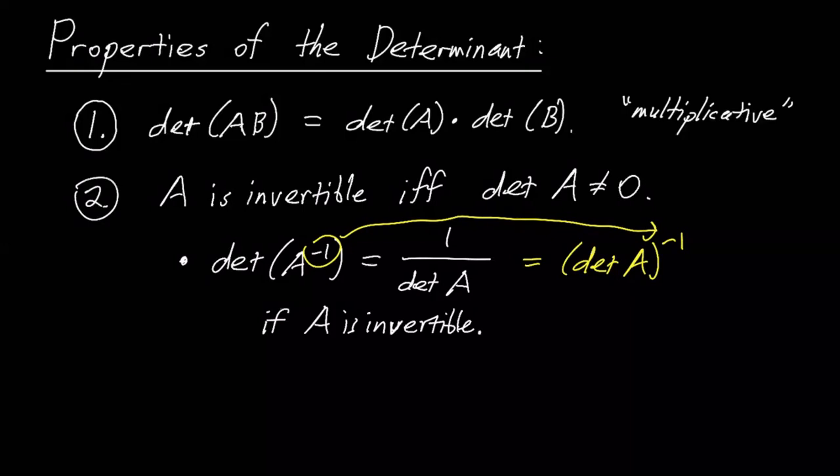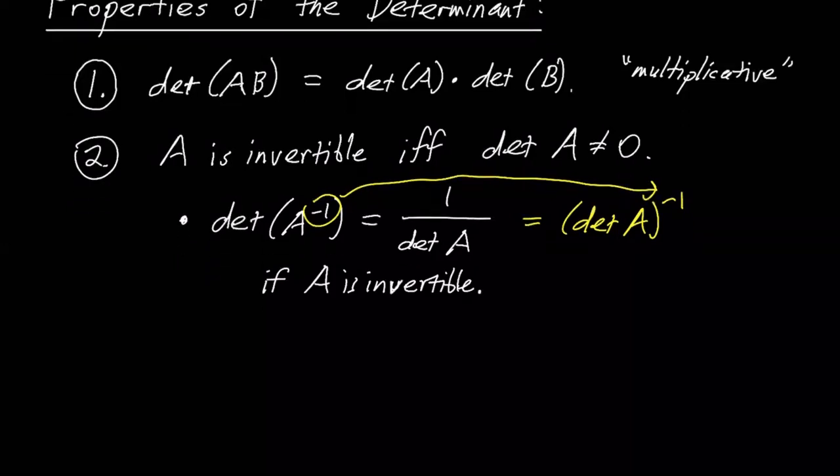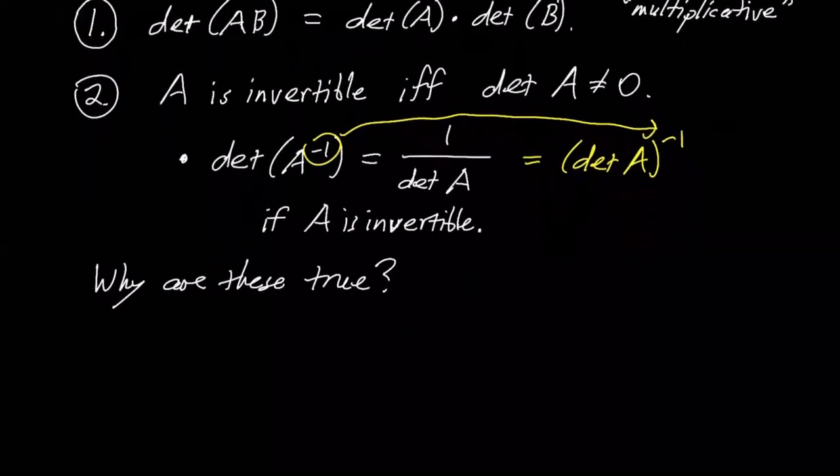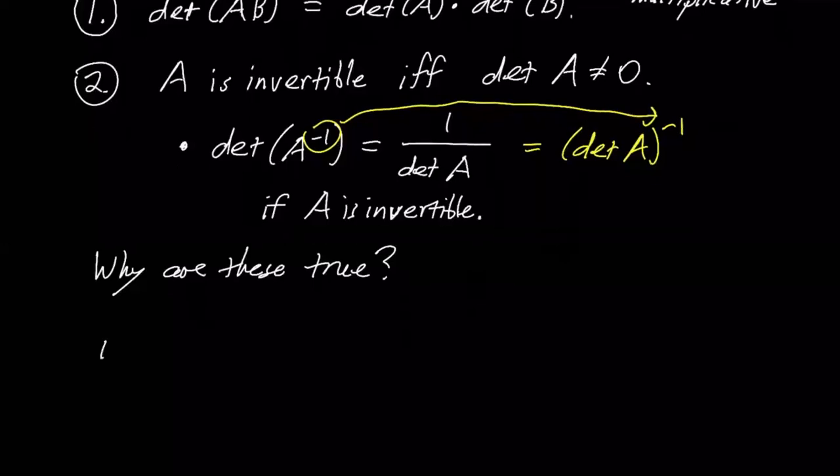So let's talk about number 1. So why are these true? And number 1, from the formulas that we have for the determinant, it's not at all obvious that the determinant would be multiplicative.